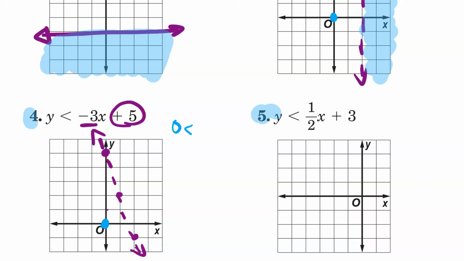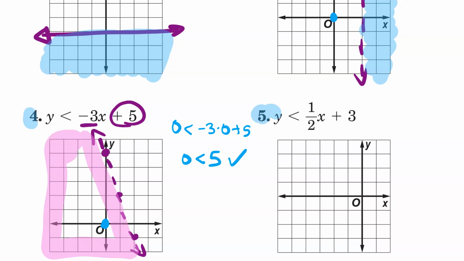Gives me 0 less than negative 3 times 0 plus 5. Is 0 less than 5? That's true. So I will shade the half where this is. Since it was true, I shade the half of the point that I plugged in. Okay, I want you guys to try number 5.